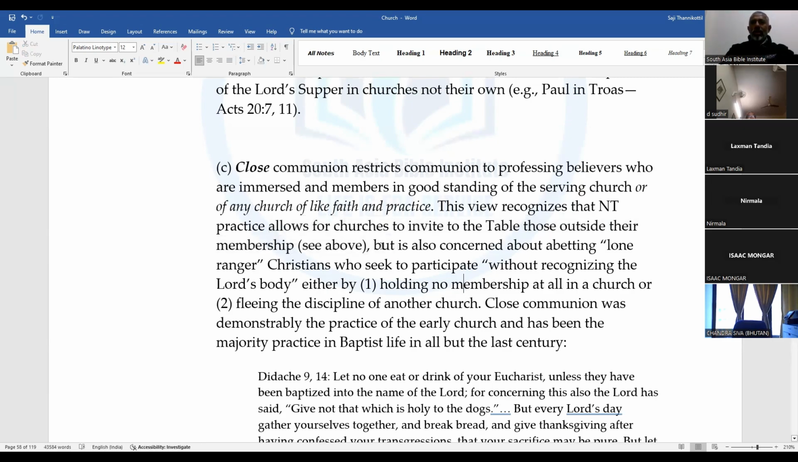It is also concerned about abetting Lone Ranger Christians who seek to participate without recognizing the Lord's body, right? And holding no membership at all in a church, or fleeing the discipline of another church. That means there are some people who run here and there. They don't want to be accountable. Or some people are under discipline, so they come out and sneak into other churches. We should not serve the table to them.